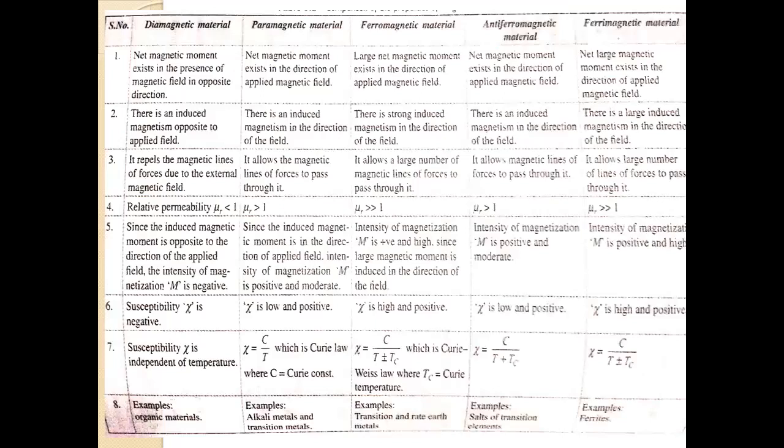Here on the screen, you can observe certain differentiations between the 5 different magnetic materials: diamagnetic, paramagnetic, ferromagnetic, antiferromagnetic, and ferrimagnetic materials.